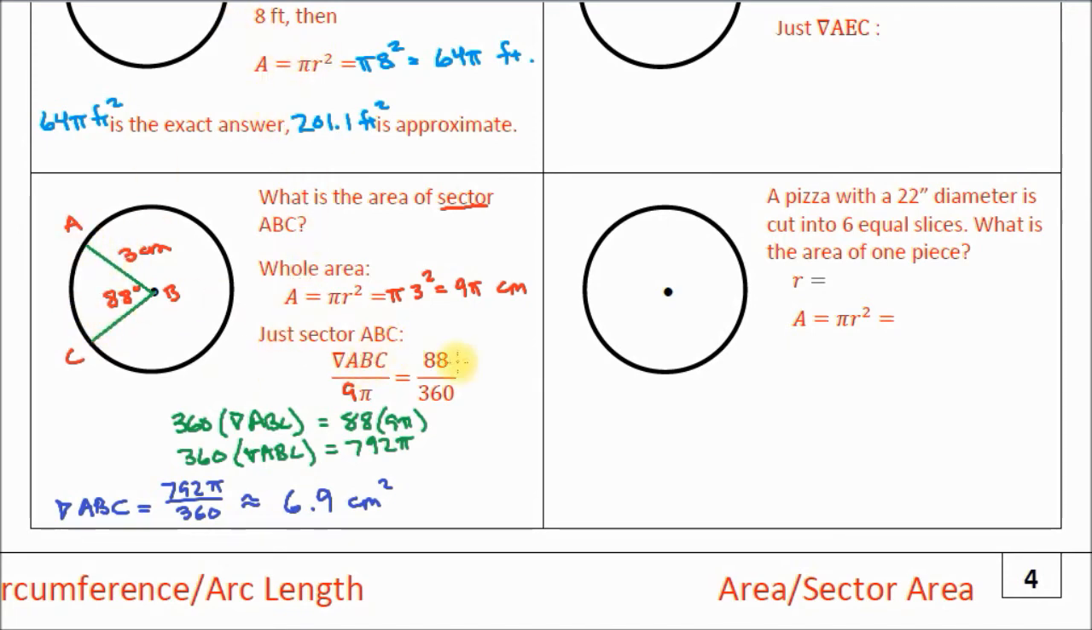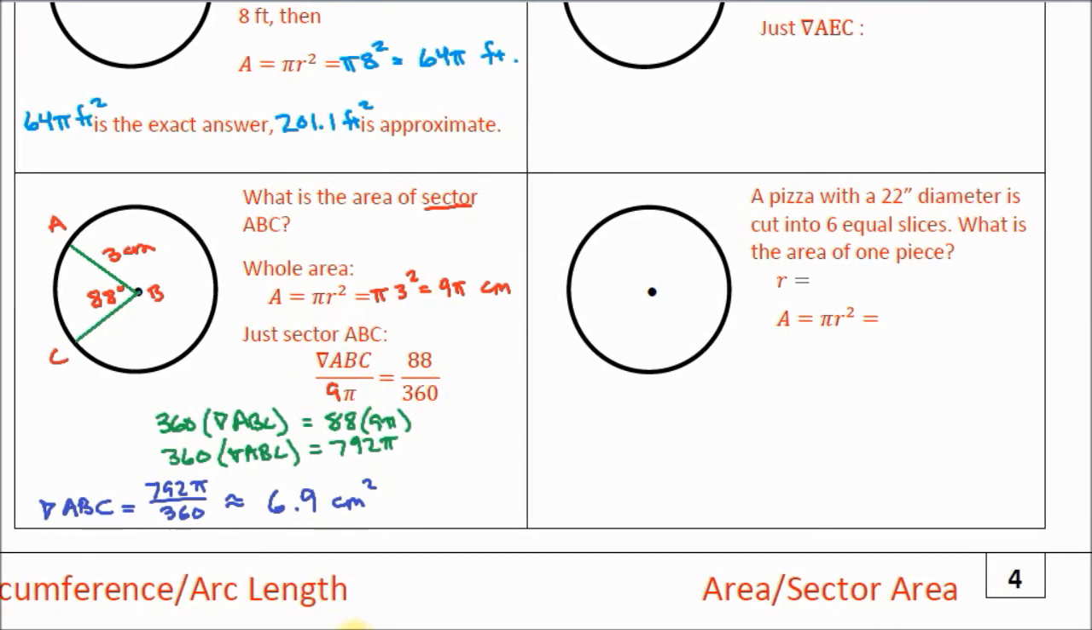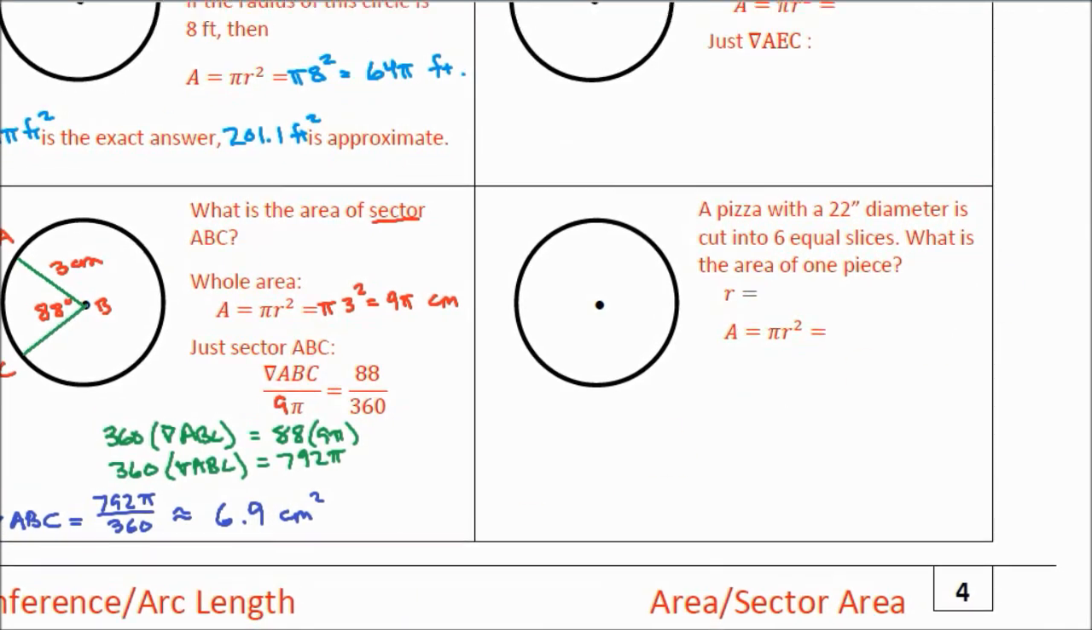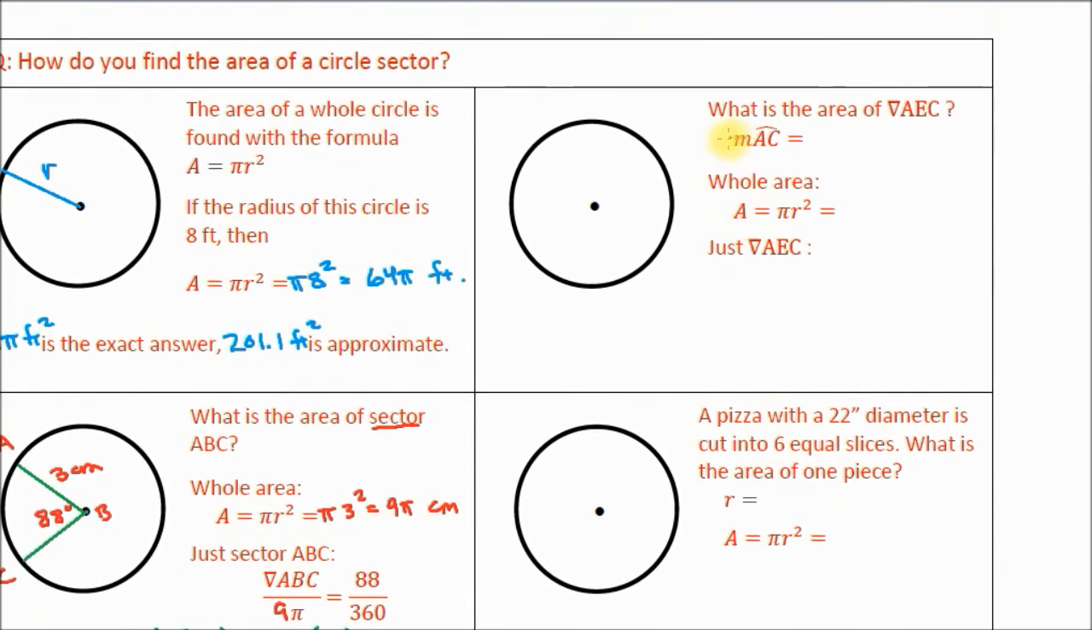Again, the only difference is we still do our ratio of the degrees of our sector over the total degrees of a circle, but our other ratio is what we're looking for, the area of sector ABC, and now it's over the total area of the circle. All right, let's go ahead and do the next one. You can see this actually works pretty good. Once you learn how to do arc length, sector area is pretty easy.